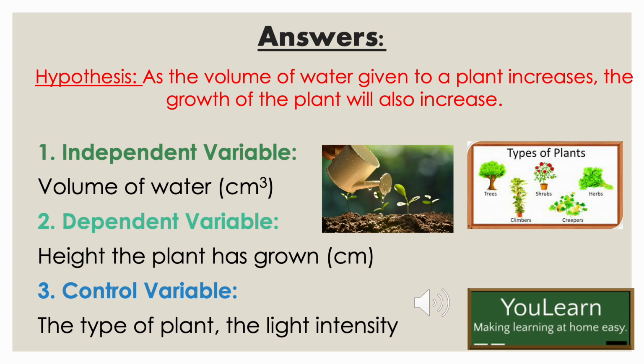The independent variable, the variable that is changed, was the volume of water or the amount of water in centimetres cubed. The dependent variable, the variable that is measured, was the height of the plant, or the height the plant has grown in centimetres. Finally, the control variable, which is the variable that is kept the same to keep it a fair test, was the type of plant and the light intensity which each plant has received.